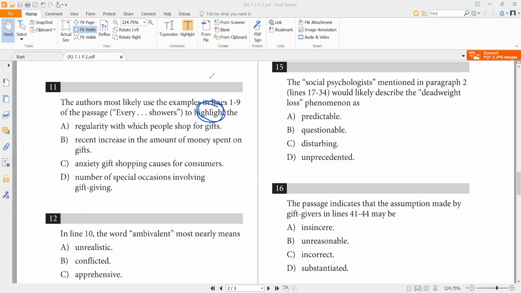What does A mean? Regularity with which people shop for gifts. You tell me. All the words are clear. We're trying to highlight the regularity, the frequency with which people shop for gifts. So it's self-explanatory. It explains itself.